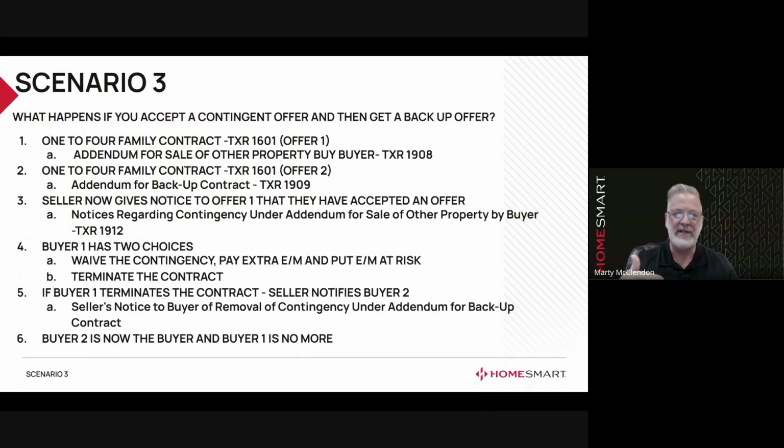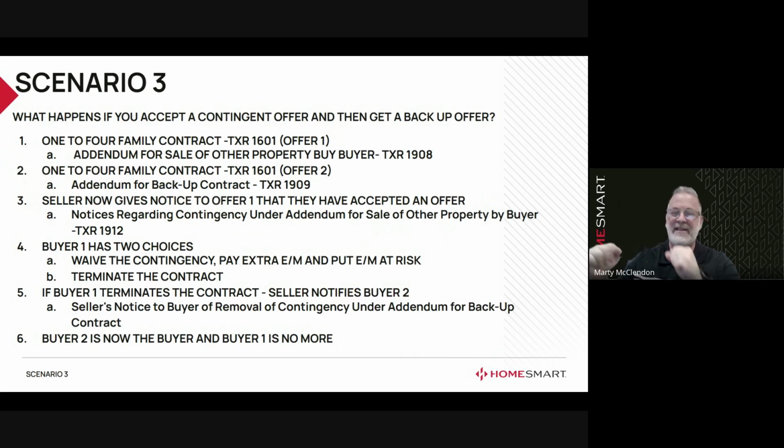So we negotiate a 1 to 4 contract. We attach an addendum for backup contract with the seller. Seller now has an agreed-upon deal with the second buyer for a fully ratified executed contract. Okay. The second buyer performs all their duties as far as earnest money and option money. Now they're waiting for the seller to do so. Seller now goes, hey, all right, I've got a good offer in back. This first offer still has this big contingency in place where they can walk away for any reason if they don't receive their proceeds by such and such a date.